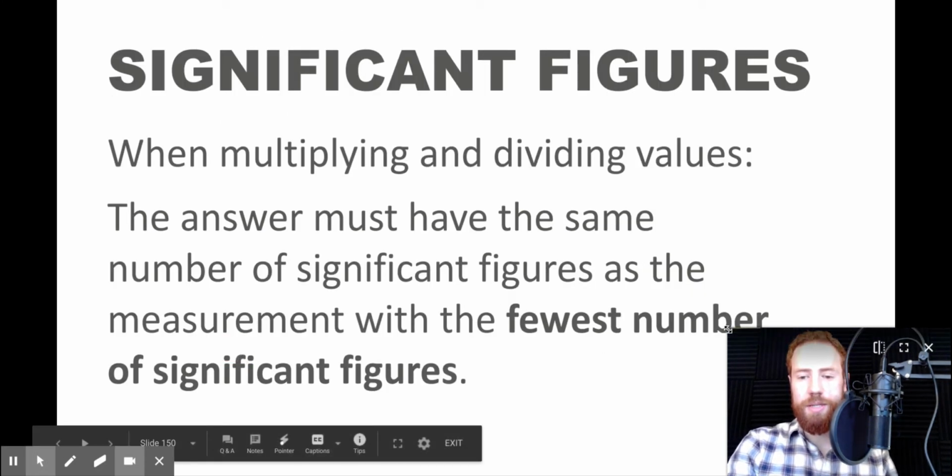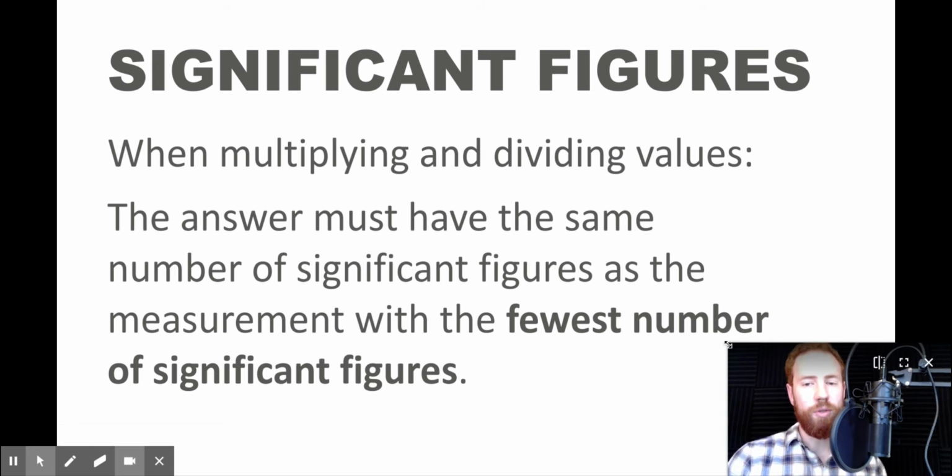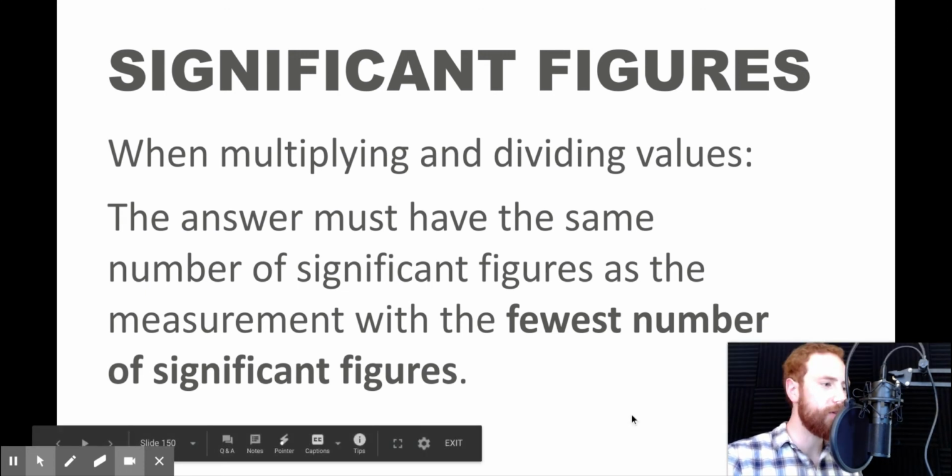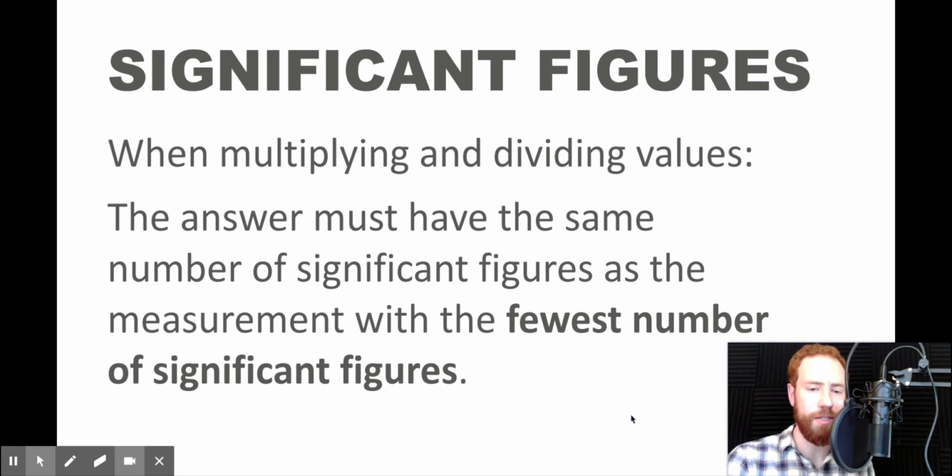Now, what do we do when multiplying or dividing numbers? Well, this rule is a little bit different, but it sounds very similar. So it's going to be tricky to keep these straight in your head if you don't have them straight already. When you're multiplying and dividing numbers, the answer that you keep has to have the same number of significant figures as the original measurement with the fewest number of significant figures.